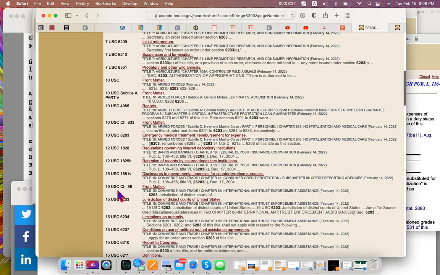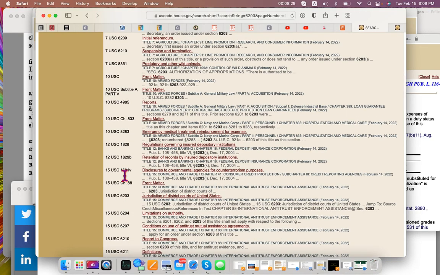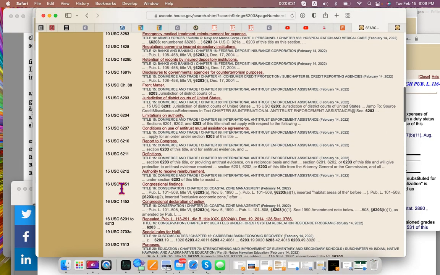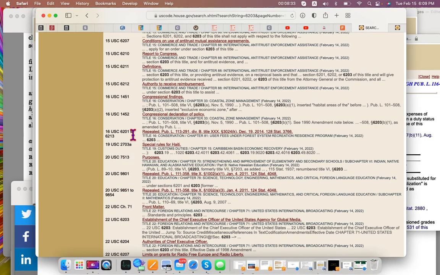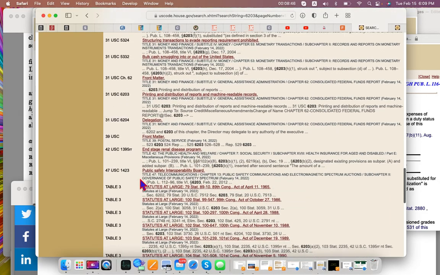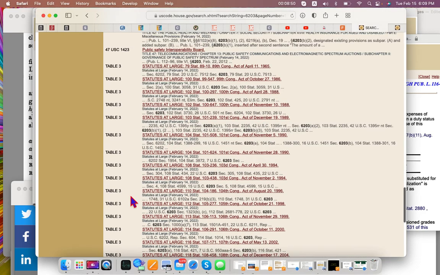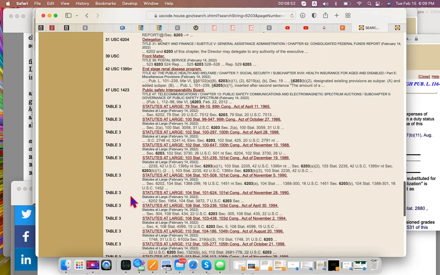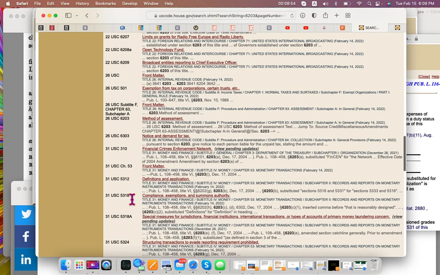15 is commerce. Commerce is not a law. It has no positive law citation. 16, conservation. 19, customs and duties. 20, education. So Section 6203 could be any of these titles, most of which are not even positive law.